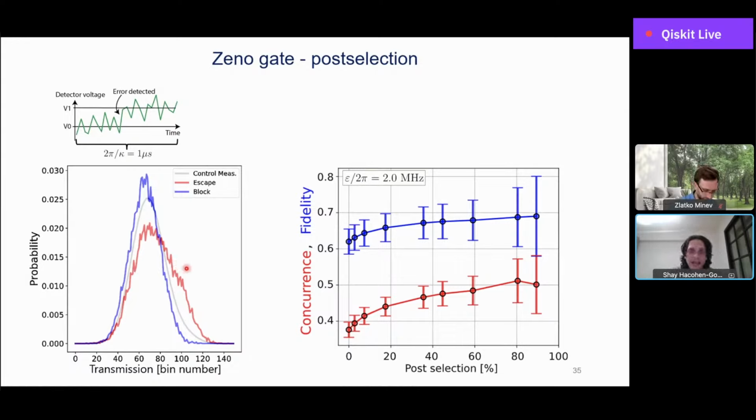But you can always just take this data, and this is this gray curve. So the gray curve is basically the distribution of the actual Zeno gate experiment that we did. And you can see that it's kind of shifted over here. And then we can just take this data and post-select. So basically you decide on a certain threshold, and you post-select more and more, and you can calculate the concurrence and fidelity. And indeed, we see that as we post-select more and more on these events, the concurrence actually goes higher and higher, and also the fidelity of the gate goes higher and higher.